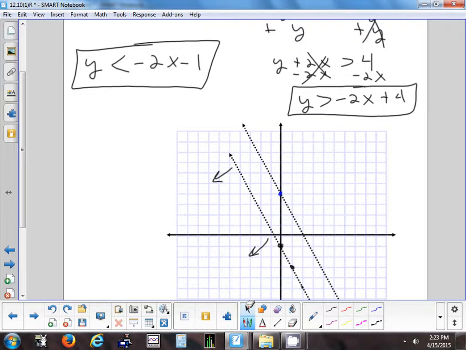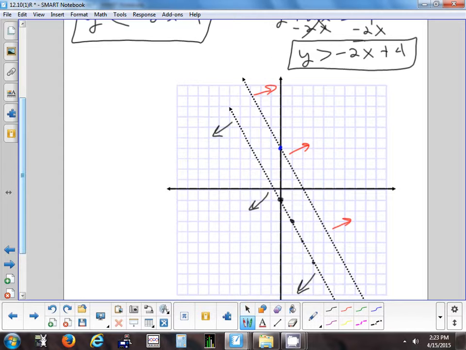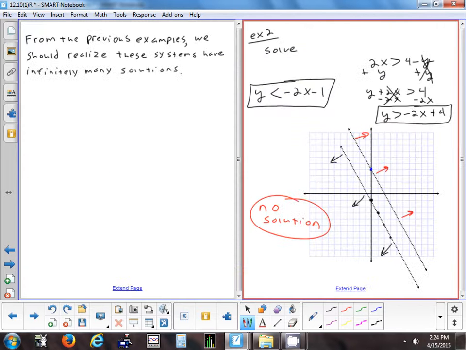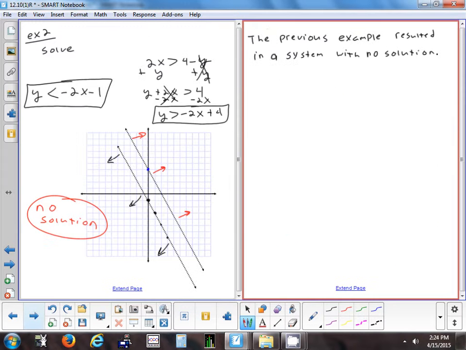Okay, last question. Where do we shade? Above or below? Above. Where's the region where the shading would overlap? Nowhere. It wouldn't overlap. You're going to shade below that one and above that one. It's not going to overlap. What does that mean? No solution. Make sure you're writing it down, guys, no solution. Okay, so that example, no overlap, no solution.